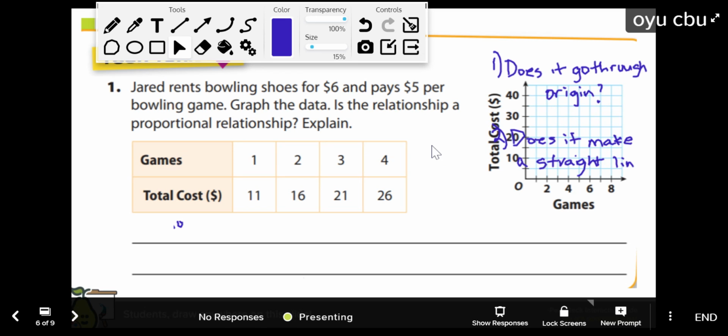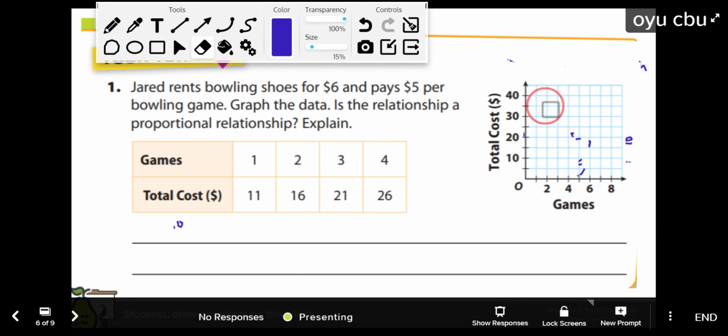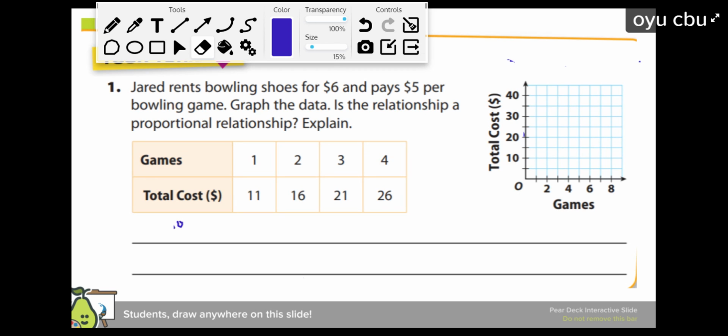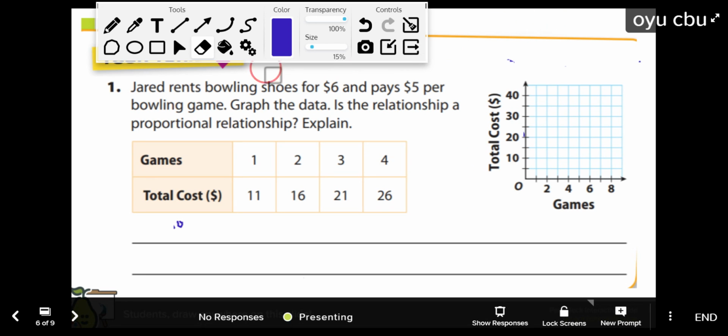It says, Jared rents shoes for $6 to go bowling. So that's an amount he has to pay. Then for every game that he plays, he has to pay $5. So for one game, he's paying 11. For 2 games, he's paying 16. For 3, he's paying 21. I want you to make your coordinates and graph it quickly. You don't rent new shoes for every game.